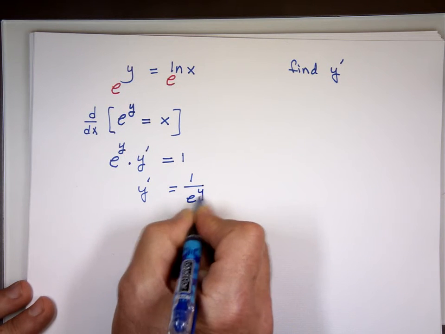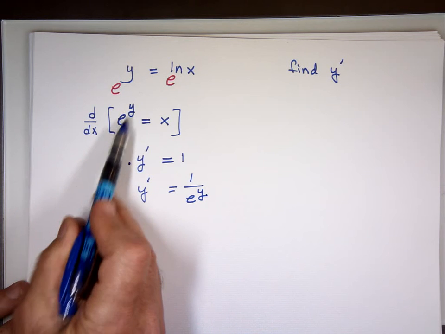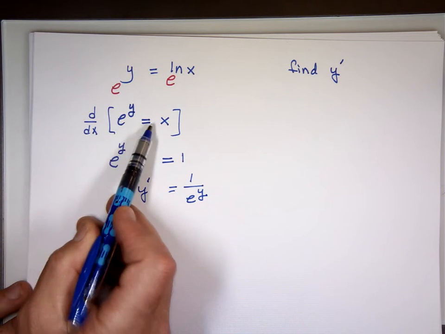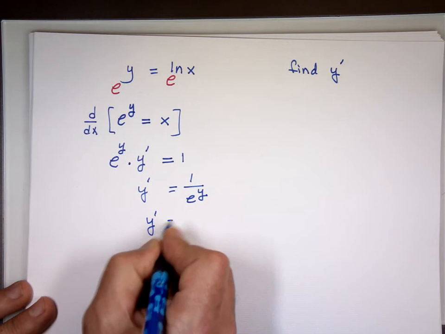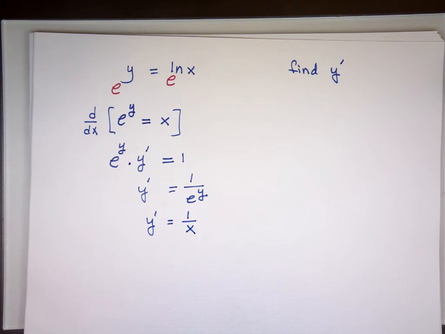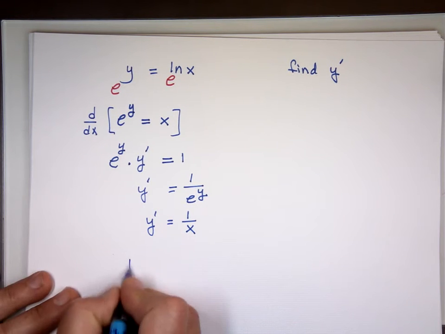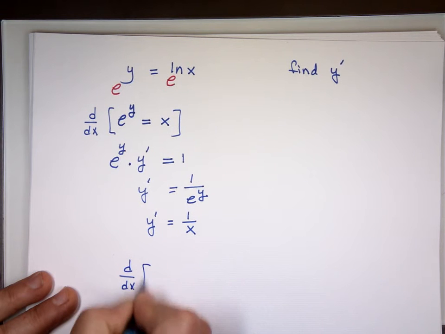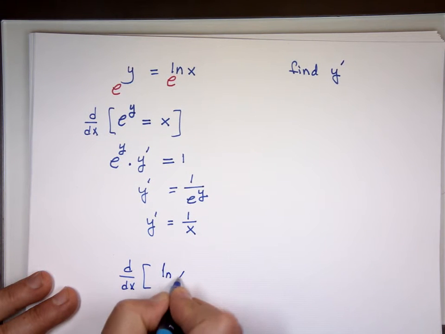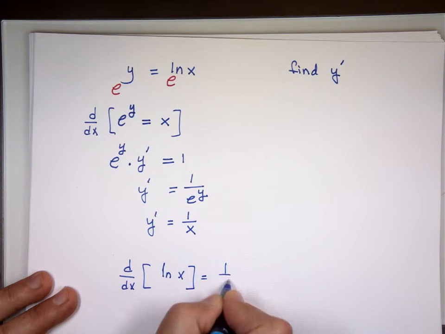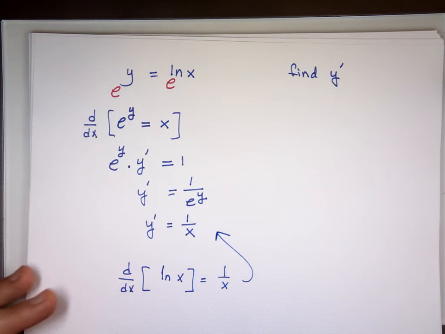And if you look inside this box, what is e to the y equal to? x. That's a quicker way to prove it than the 4 steps. So the derivative of the natural log of x is really 1 over x. And there's the proof right there, without having to do the 4 steps. Quicker way to prove it.